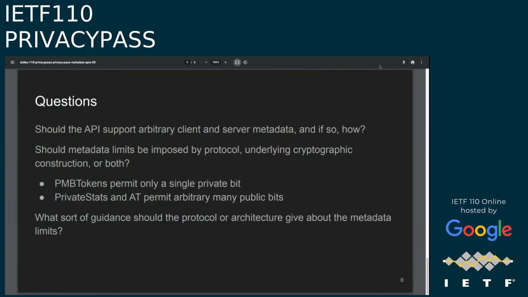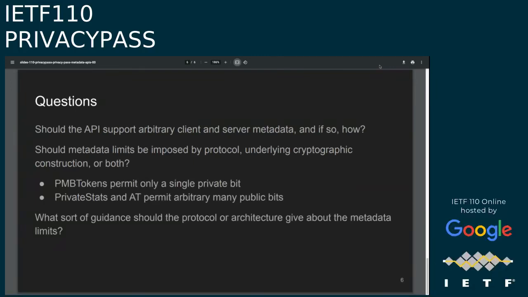Secondly, as I've mentioned a number of times, the cryptographic construction underneath constrains exactly what sort of metadata is possible. In the PBM token case, you can only have a single private bit of metadata, so you can't arbitrarily add any more. But the other variants, like private stats and so on, are much more flexible and permit more bits. So should the protocol and the API impose these limits, such that it's not left up to applications to use arbitrarily long metadata that would effectively defeat the entire privacy properties of Privacy Pass? And if so, how should it constrain it? What should the length be?